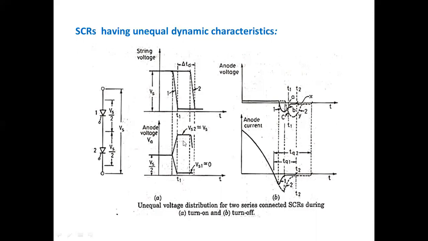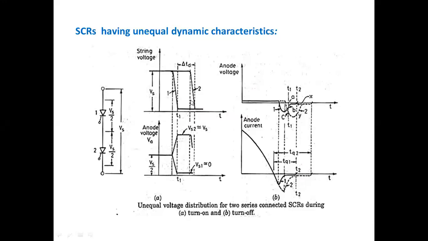After instant T1, the voltage Vs across SCR2 may turn it on in case Vs is greater than its breakover voltage. Therefore, SCR2 will get turned on at a time of T1 plus delta Tt. T1 is the time period, and delta Tt is the change in the dynamic time period. That is the difference.